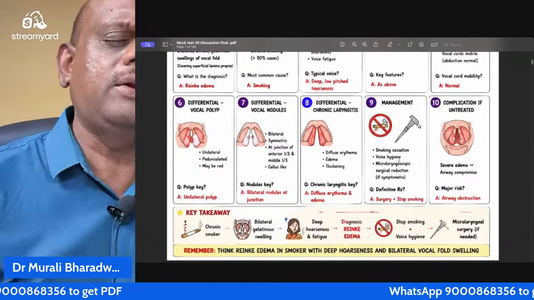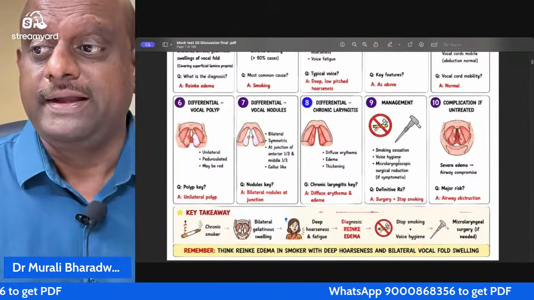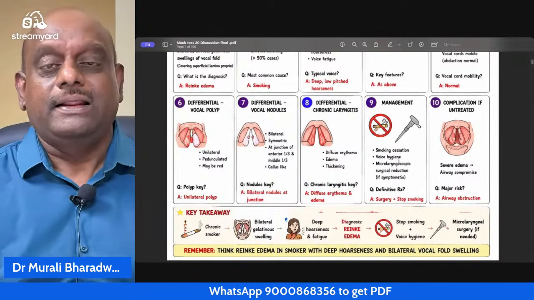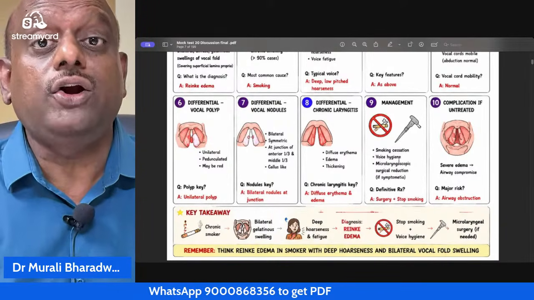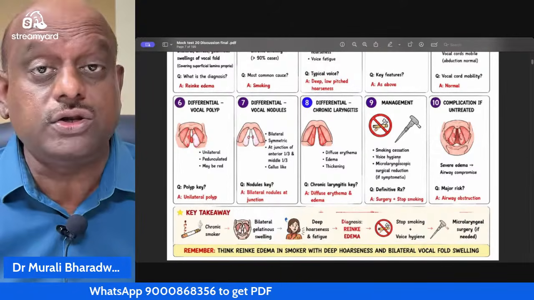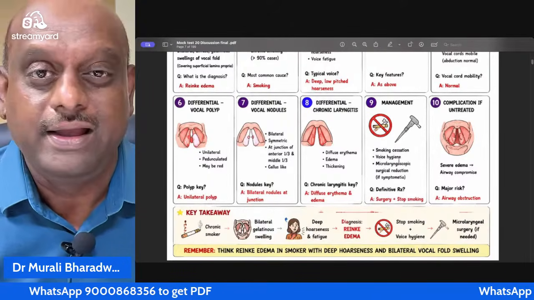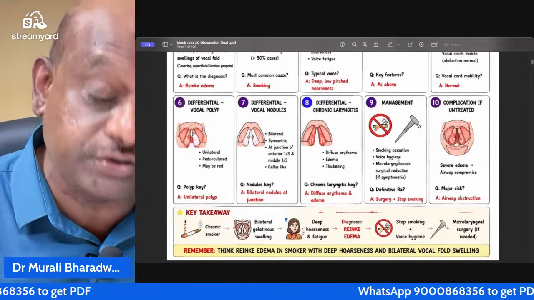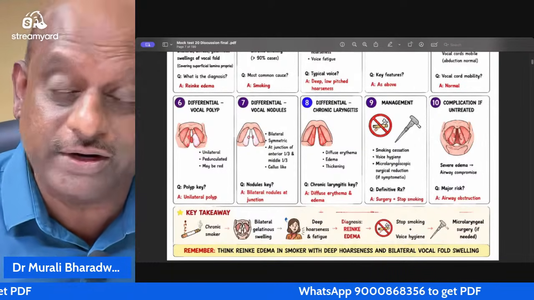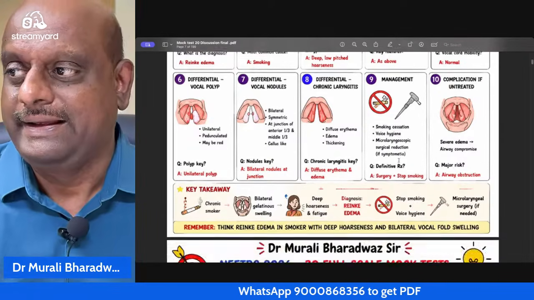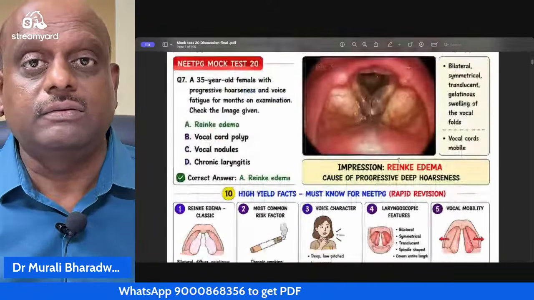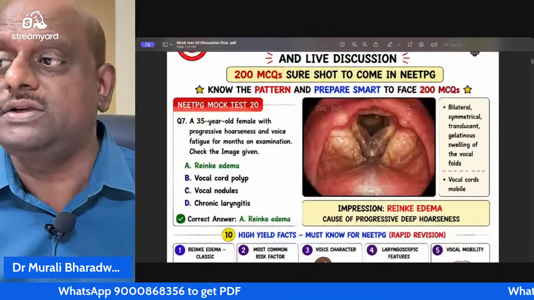Important differential diagnosis for the hoarseness will be unilateral polyp. And why not vocal nodule? Vocal nodule will be bilateral nodule at the junction of anterior 1/3 and middle 1/3. Favorite question. What is the most common location? So these are few things you need to remember in perspective of this PYQ.